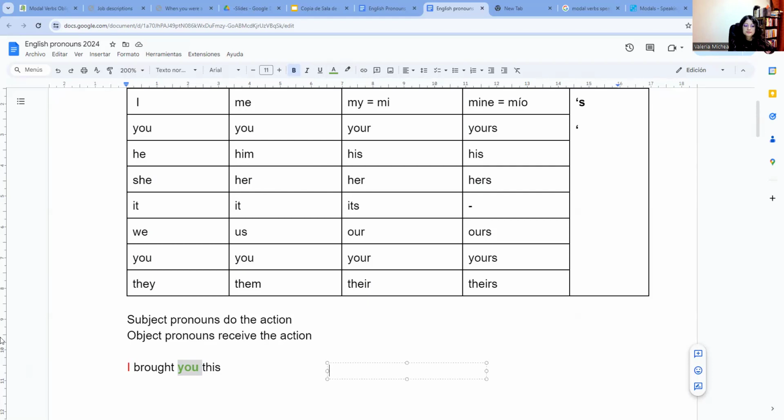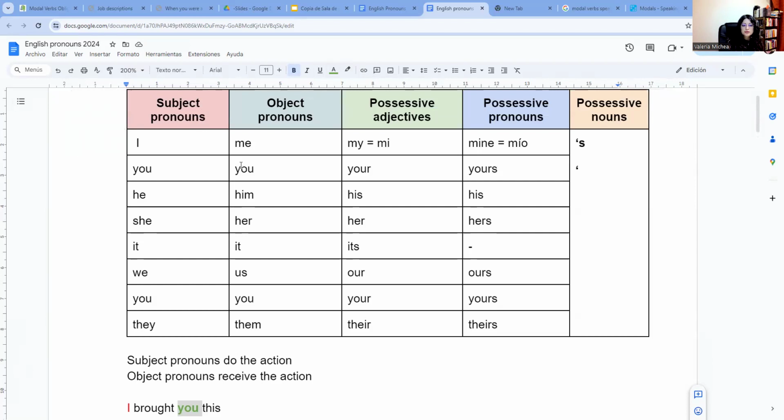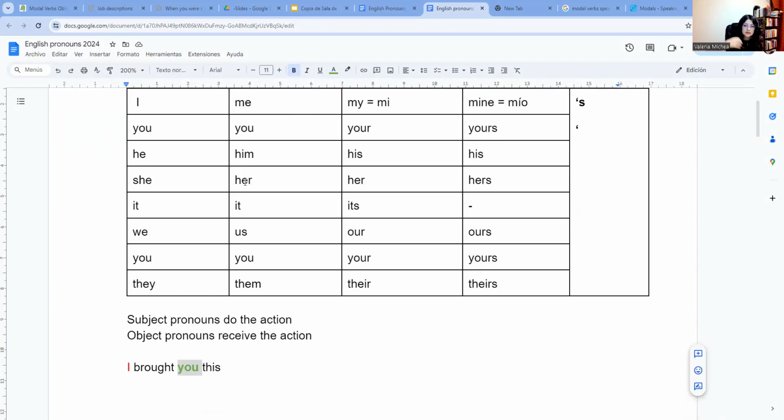All right, so I brought you this. The doer is I. The receiver is you. Right, so that's the deal with subject and object pronouns. Someone does an action and someone receives the action. Let's see another example with she. So she called, let's use him.